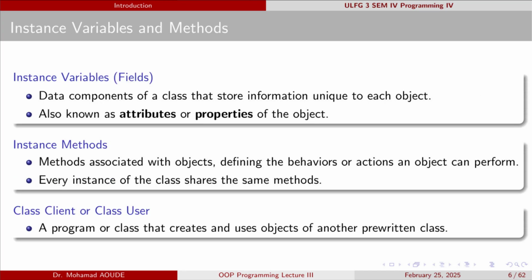Inside a class, we define instance variables. These store information unique to each object. For example, each dog's age or color. Instance methods. These are the things every object can do, like bark or sleep. And finally, a client program is just another program that uses these classes. It creates objects, manipulates them, and calls their methods. The separation between data and behavior is the key principle here. Each object remembers its own data and knows how to act.